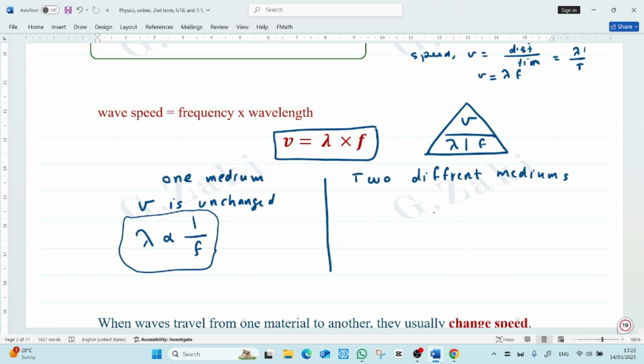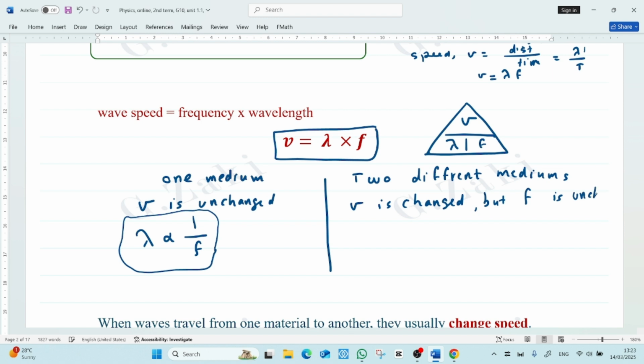In two different mediums, the speed is not constant. The speed changes because it depends on many things, like the density of the medium. Because the speed here is changed, what will be the constant? The constant in the relation v equals lambda f is the frequency. The frequency is constant, unchanged.